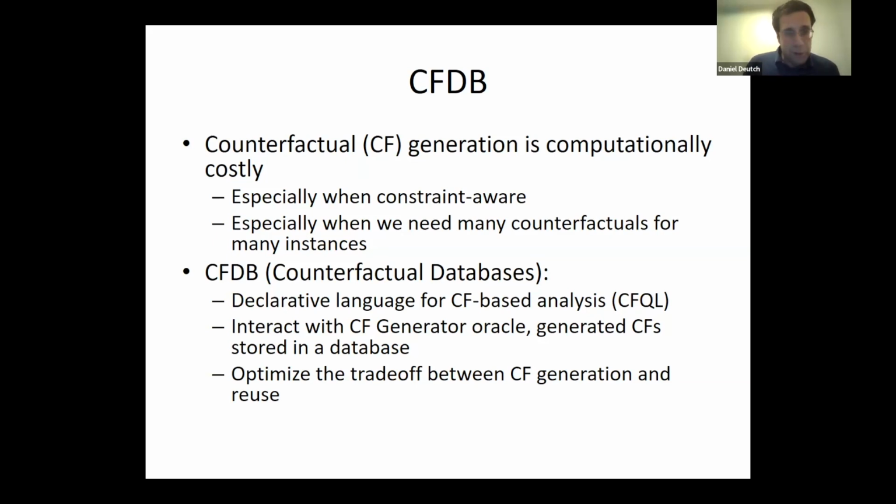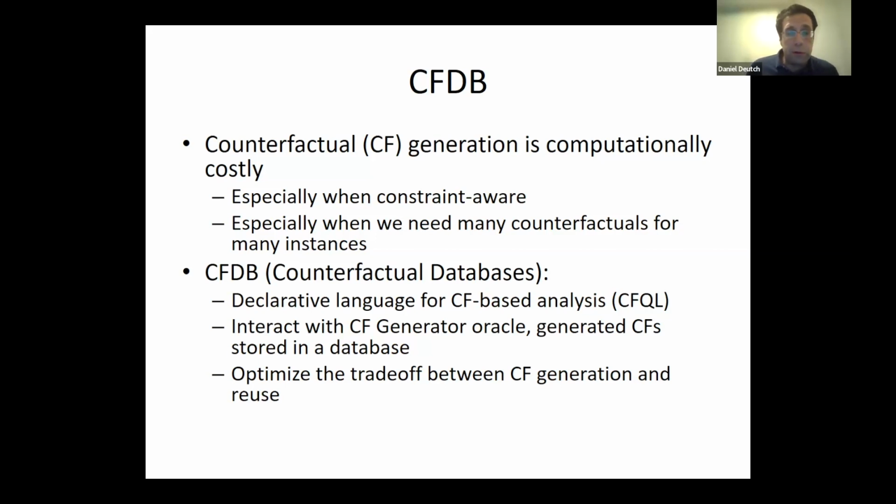So the last thing I want to show, and that's perfect for these 2 minutes, is our recent work on counterfactual databases, and that's another example of how to use databases for machine learning analysis. The point here is that counterfactual generation is computationally costly, especially when it's constrained, and especially when we need many counterfactuals for many instances, like we do in model analysis, rather than explaining a single prediction.